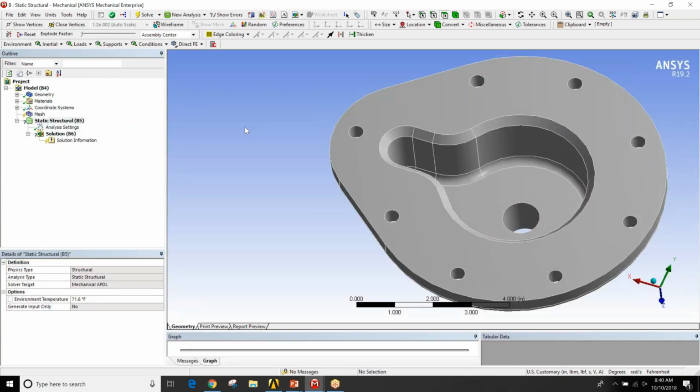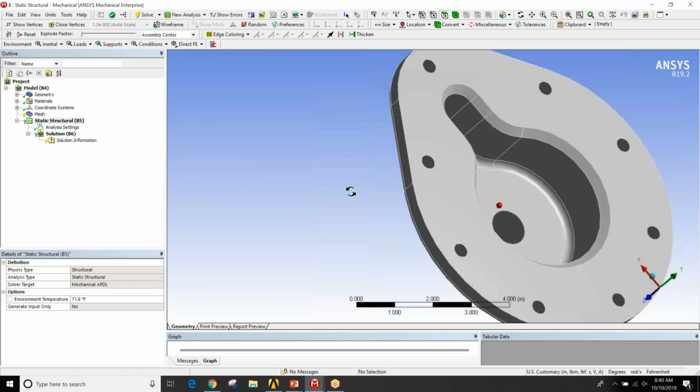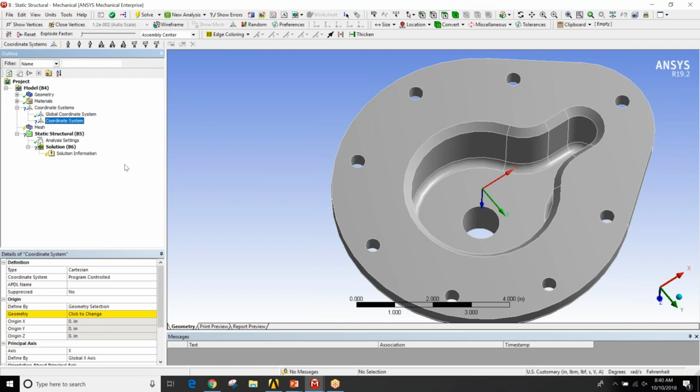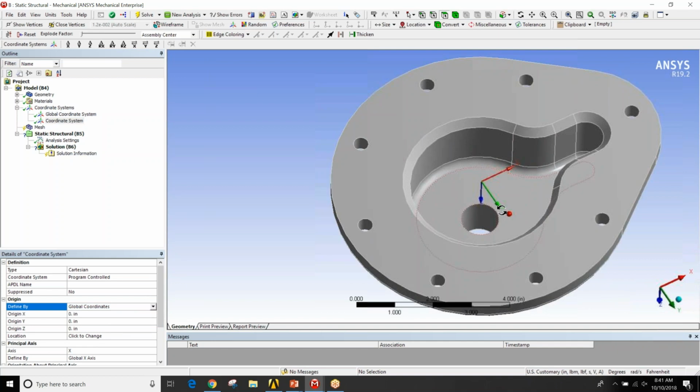So let me show that to you. This is just starting from scratch. The first thing you may want to do is go in here and insert a coordinate system. And right away it asks, where would you like to place the coordinate system? I say I want to do it with global coordinates. What we are seeing here is the global Cartesian coordinate system. Now, somewhere here, I'd like to put a crack.